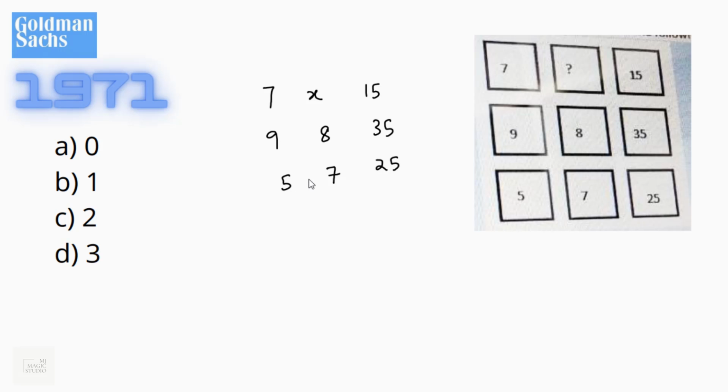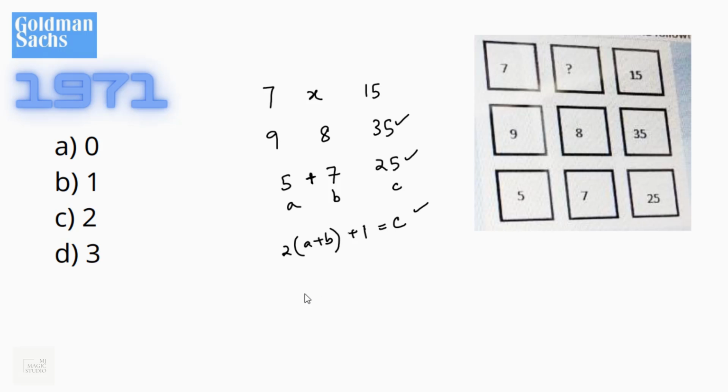But 5 plus 7 is 12. So if this is A and this is B and this is C, can I say 12 into 2, 2 into A plus B will give 24, plus 1 will give me C. And let's check whether this is set up in the second row also or not. So 9 plus 8 is 17. 17 into 2 is 34. 34 plus 1 is 35.